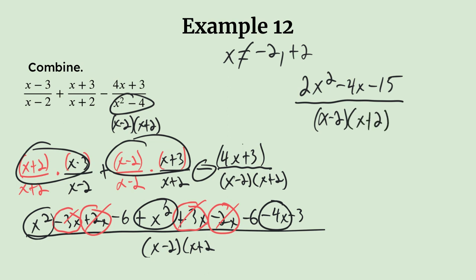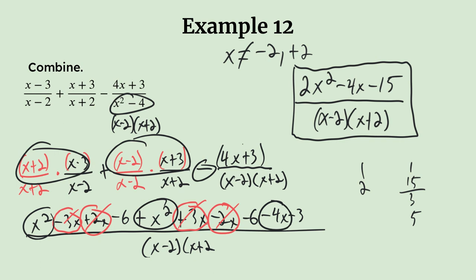We'll check to see if this is factorable. We would have 1 and 15, 3 and 5, 1 and 2. We're trying to make negative 4. And it doesn't look like it is factorable. So this would be your final answer. You don't need to expand this back out. You can leave it as it is. No reason to do extra work.